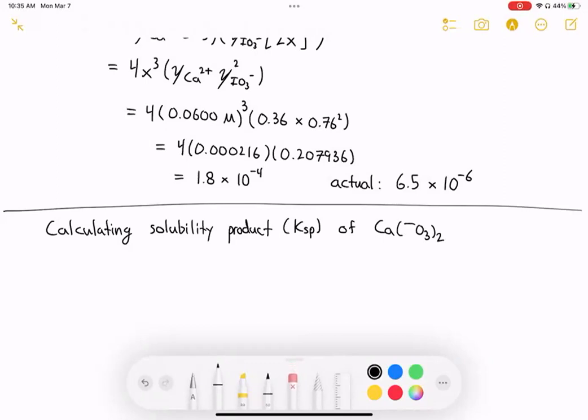Of calcium iodate, impure water. Impure water based on concentration. So now we're going to use concentrations based on just concentrations. So this part, we're just trying to compare our values based on the concentrations and the activities.